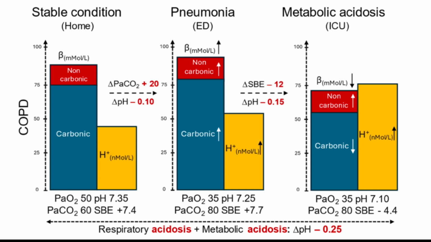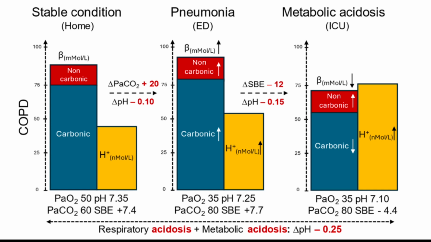This figure demonstrates the acid-base changes in a COPD patient as they progress from a stable condition to pneumonia and then to metabolic acidosis in the ICU. Stable condition, home, carbon dioxide, PaCO2, is high, 60 mm of mercury, due to chronic respiratory acidosis. Buffer power, beta, mostly provided by bicarbonate, carbonic buffer, with some non-carbonic buffering. pH stable at 7.35 with a high standard base excess, SBE, of plus 7.4.